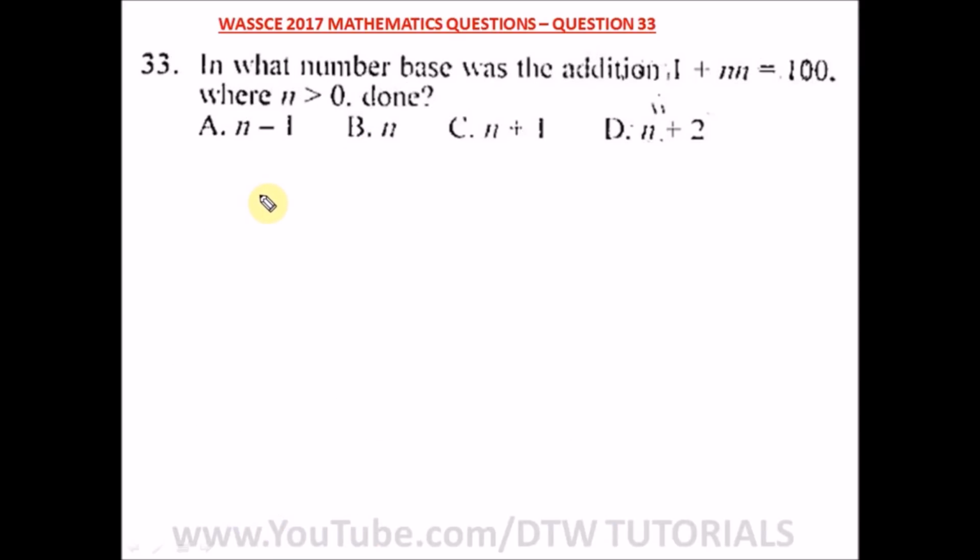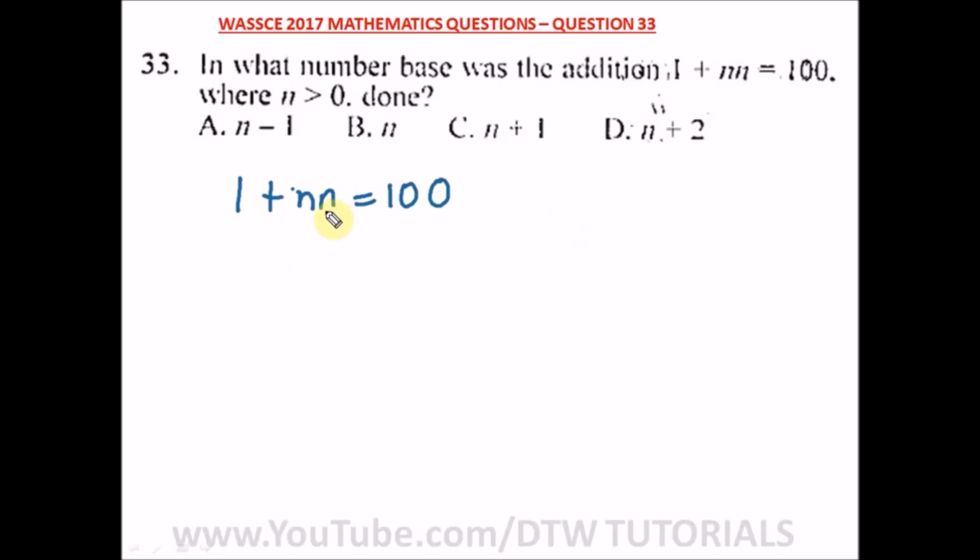Question 33 of our WASSCE 2017 mathematics past question. It says, in what number base was the addition 1 plus nn equal to 100, when n is greater than 0, done? Okay, in what number base? This is simply logical. You might get confused about what this is, but don't get confused, it's just logical.